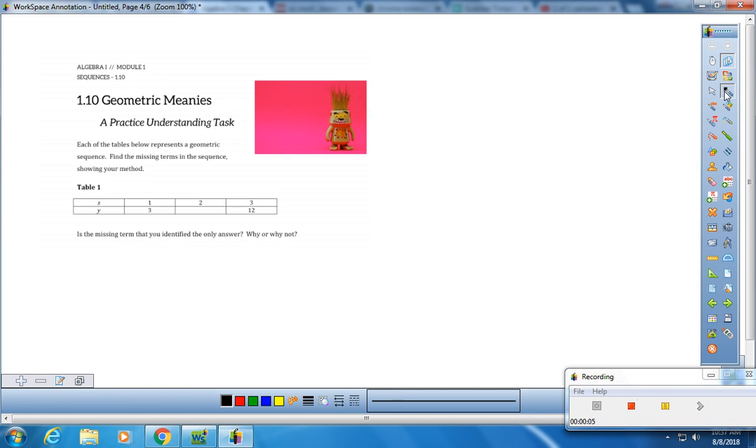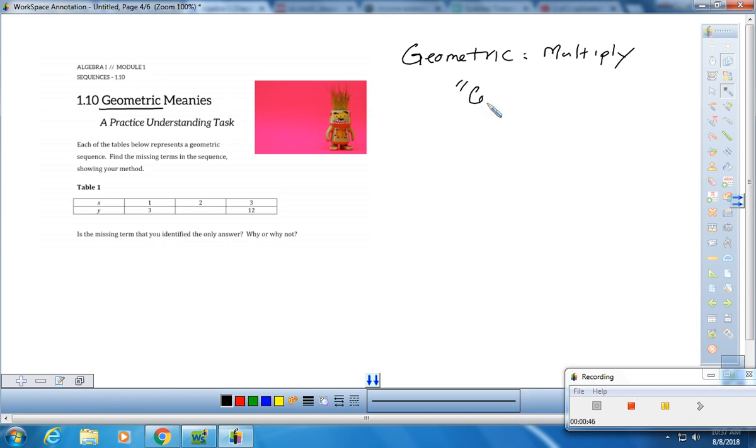Hopefully you watched yesterday's, and now we are moving into geometric patterns. It says each of the tables below represents a geometric sequence. Find the missing terms. What's the difference between geometric and arithmetic? Well, in geometric, hopefully you multiply to get from term to term. So instead of a common sum, there's a common ratio that we're trying to find.